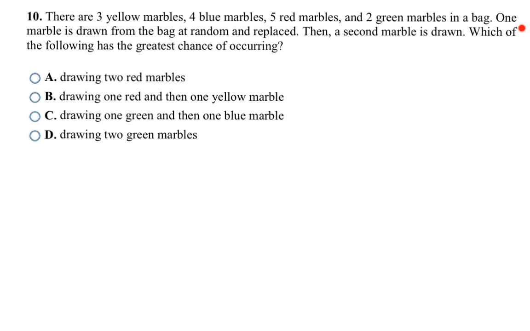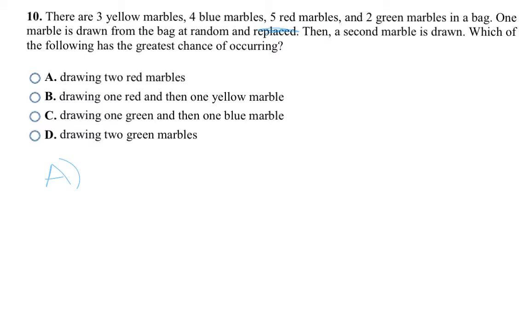This question says there are 3 yellow marbles, 4 blue marbles, 5 red marbles, and 2 green marbles in a bag. 1 marble is drawn from the bag at random and replaced. Then a second marble is drawn. Which of the following has the greatest chance of occurring? So we need to note that this says replace, so that's going to be independent events. And then I just need to calculate the probability of each of these choices.